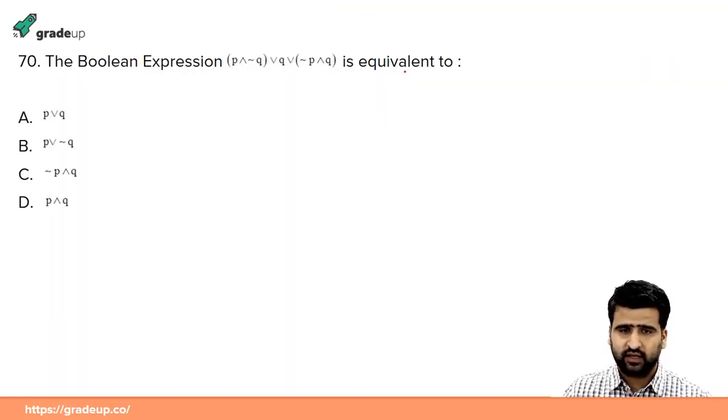And finally, the last question, the Boolean expression P. So these are the two symbols. So this symbol is for and, and the other one is for or.